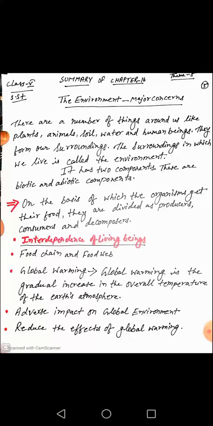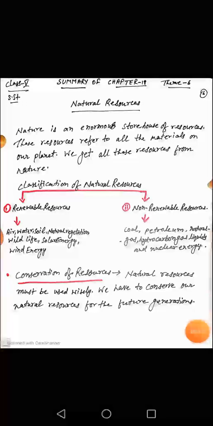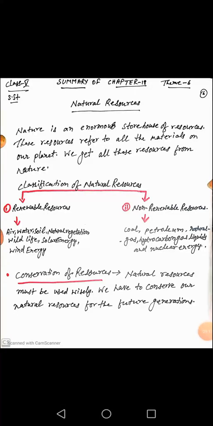Now, our next chapter, chapter 18, natural resources, प्राकृतिक संसाधन. Nature is an enormous storehouse of resources. Nature प्रकृति जो है वो संसाधन का भंडार है. These resources refer to all the materials on our planet. We get all these resources from nature.